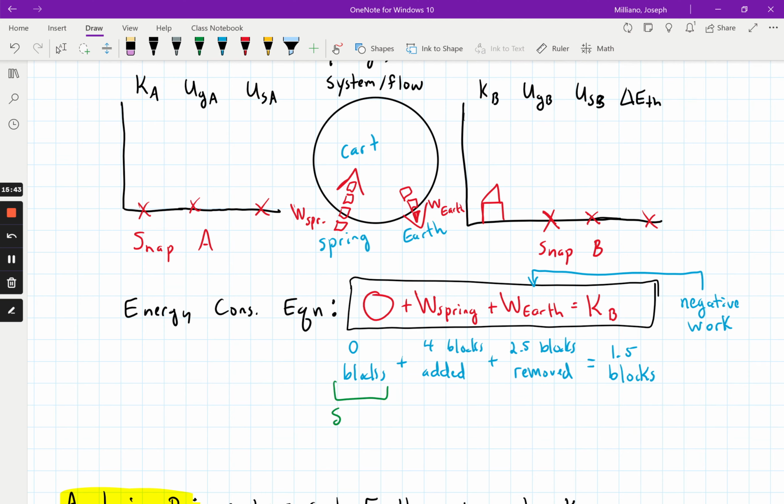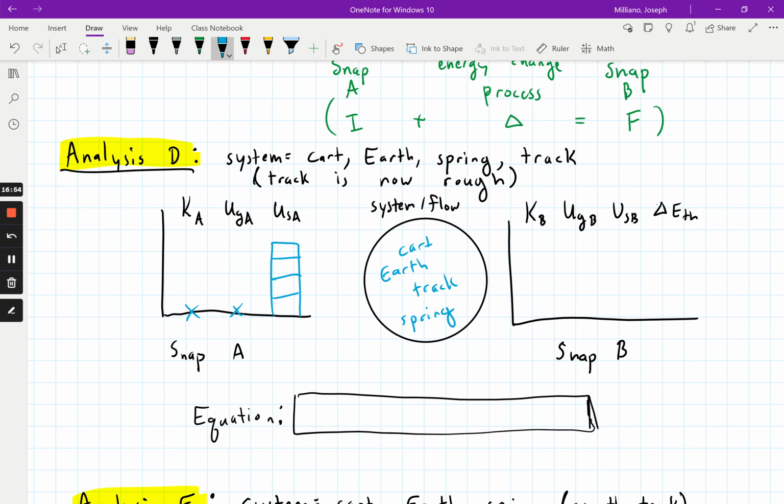Now in snapshot A, still no kinetic or gravitational potential energy, but now the spring's back in the system, so there are 4 blocks of spring potential energy. In snapshot B, because the track is in the system, there's going to be some energy added to thermal energy. I'm going to make it half a block. That's what's different. The track is in the system, and the surface is rough.